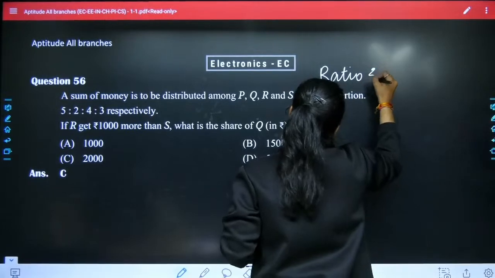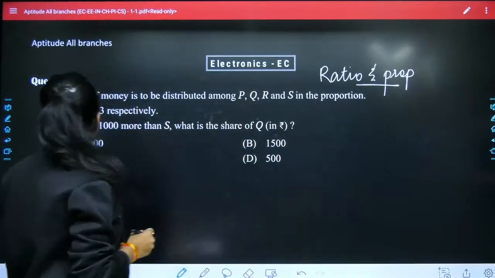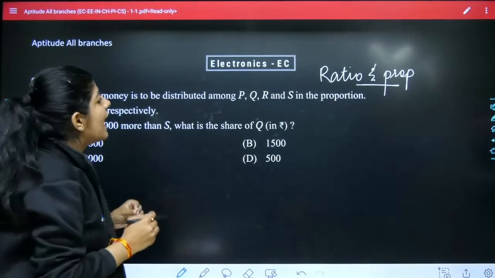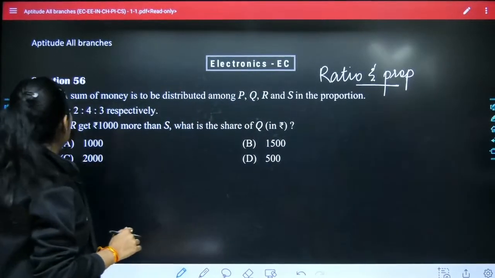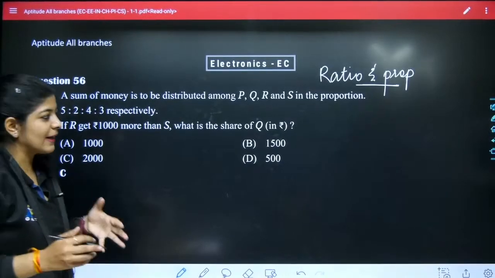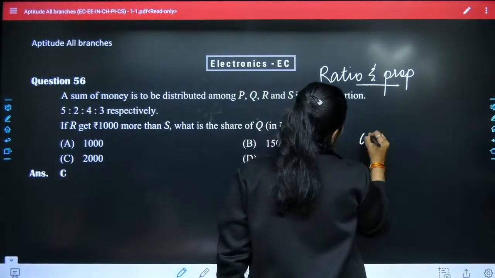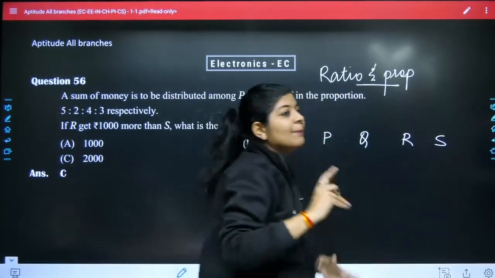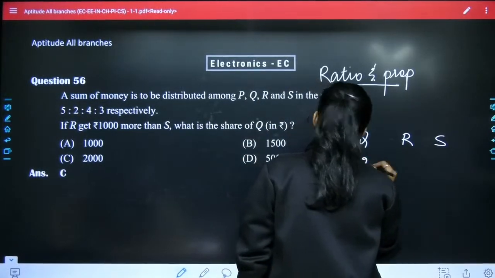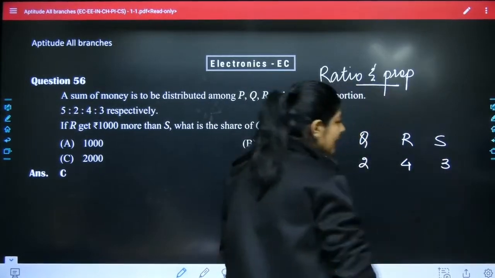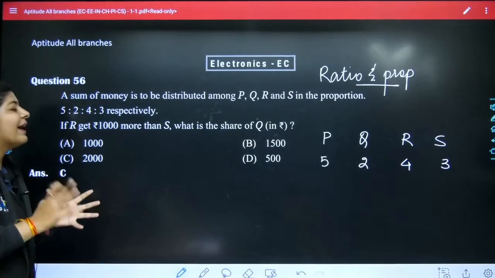This question is from the ratio and proportion concept. This is a very easy question. What was asked? A sum of money is distributed among 4 persons, that is P, Q, R and S, in the proportion of 5:2:4:3 respectively. That means a sum of money is divided among 4 participants, P, Q, R and S, in the proportion 5:2:4:3.